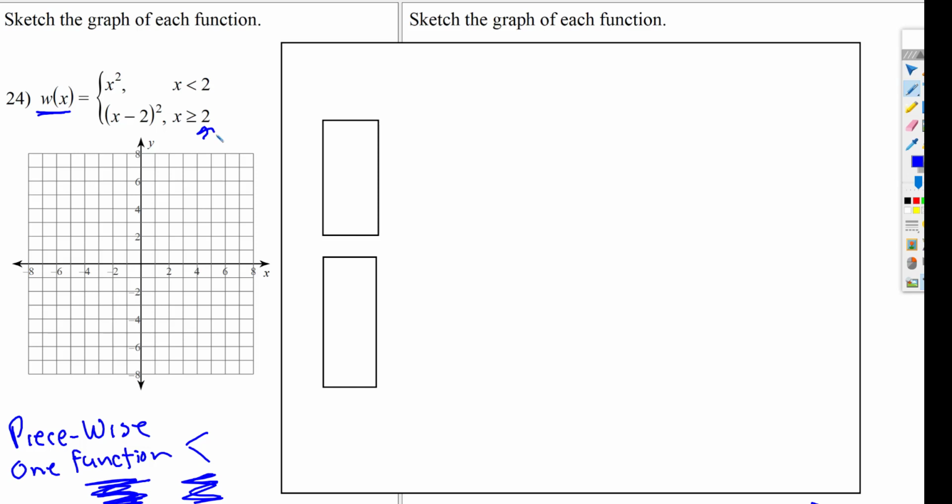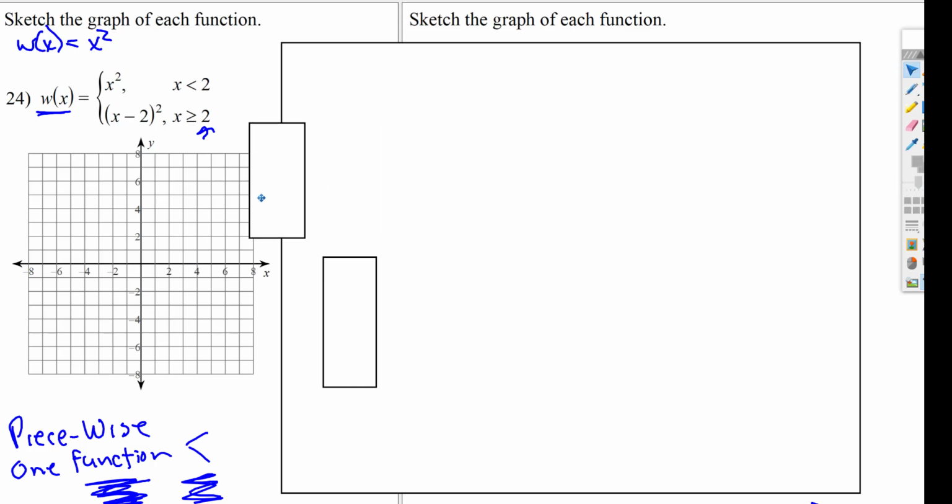So let's see what we have here. Well, this first function says w of x is equal to x squared, but only for the x values that are less than 2. So we wouldn't even be able to see this over here. So let's look at that. So x squared, so that graph looks something like this. Well, 1 squared is 1, 2 squared is 4. Then we're going to come over here, do the same thing. And that graph is going to be doing this.